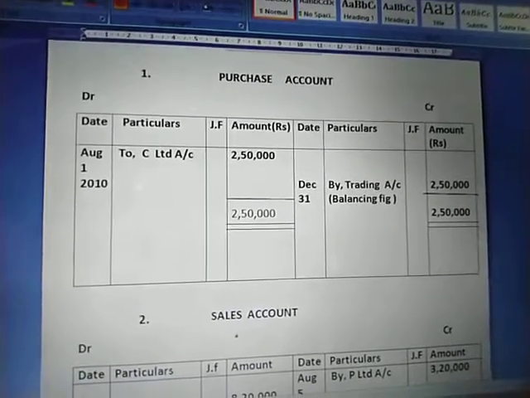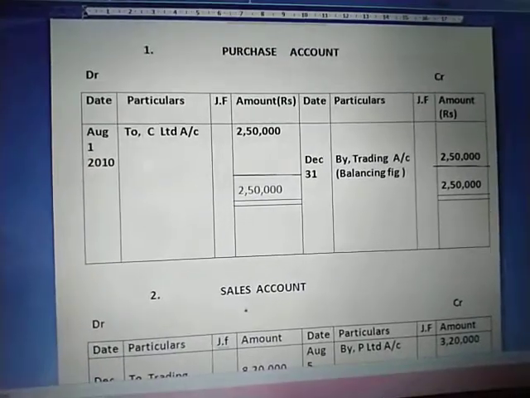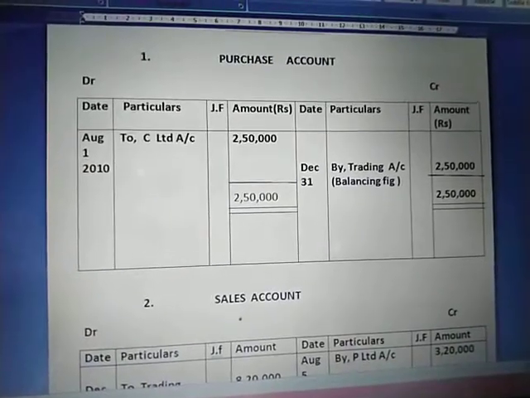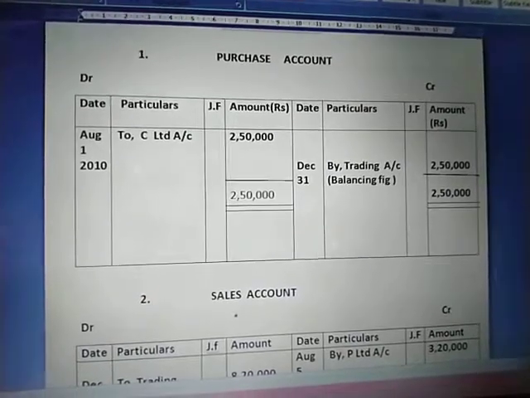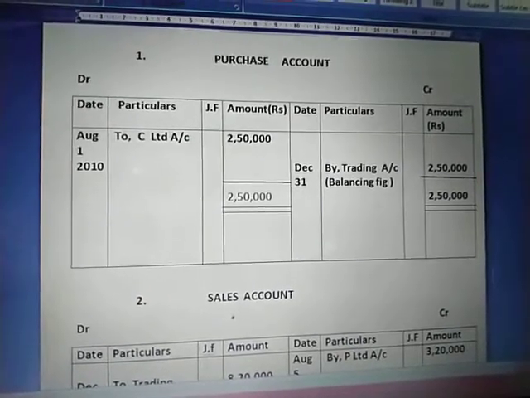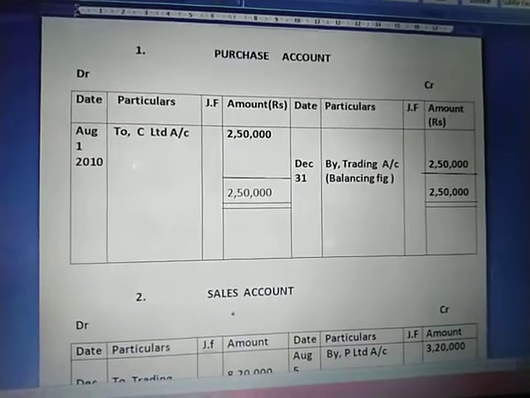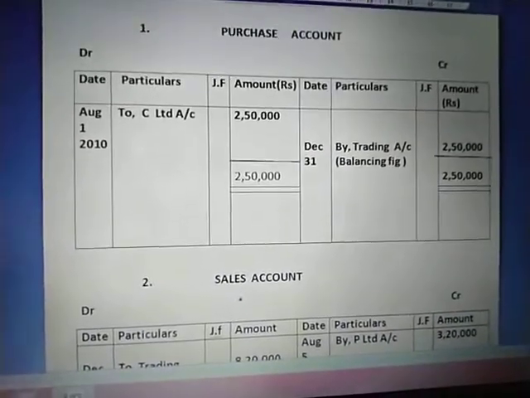Now trading account is an account that relates to the income, the expenses and the gains relating to the production of goods and services. Okay, so simply we'll transfer this to the trading account.